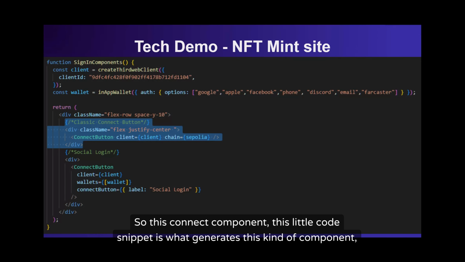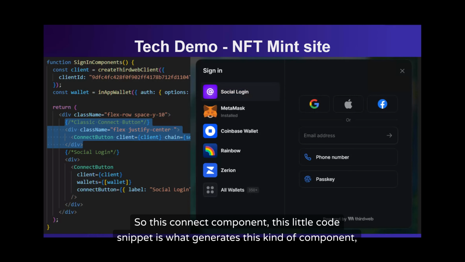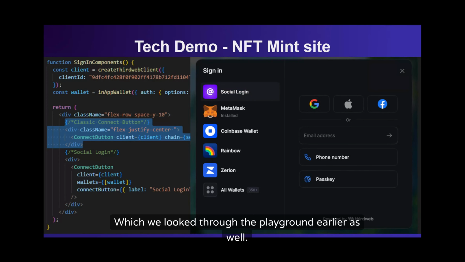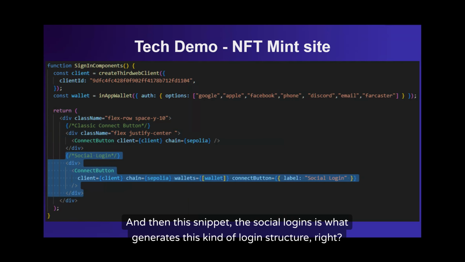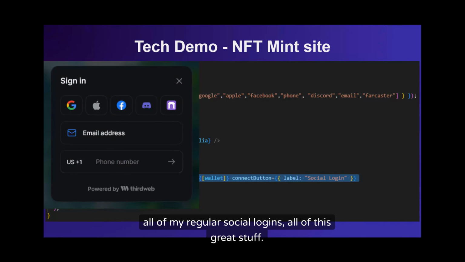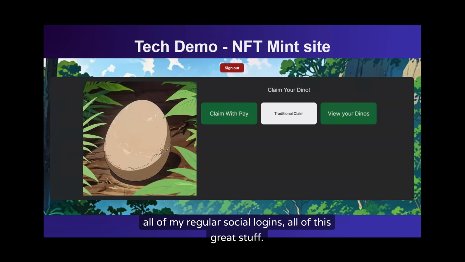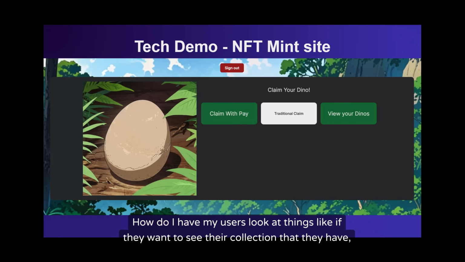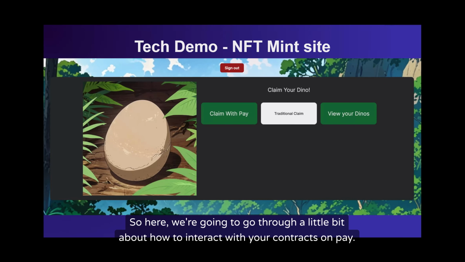So this connect component, this little code snippet, is what generates this kind of component, which we looked through in the playground earlier as well. And then this snippet, the social logins, is what generates this kind of login structure, where you can see I have email addresses, phone numbers, all of my regular social logins, all of this great stuff. And so what does it look like after a user logs in? How do we start interacting? How do I interact with my contracts? How do I have my users look at things like their collection, if they want to see it? So here, we're going to go through a little bit about how to interact with your contracts on Pay.